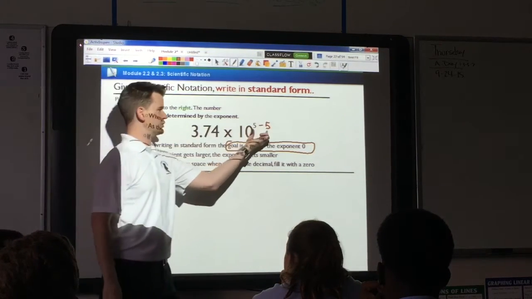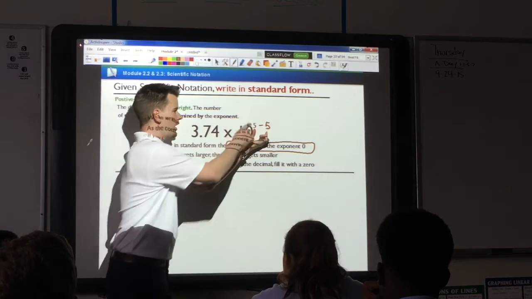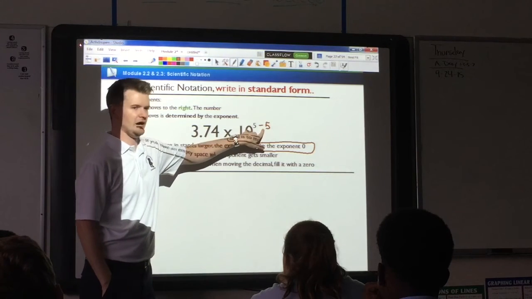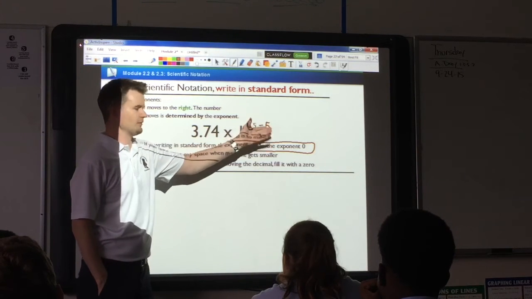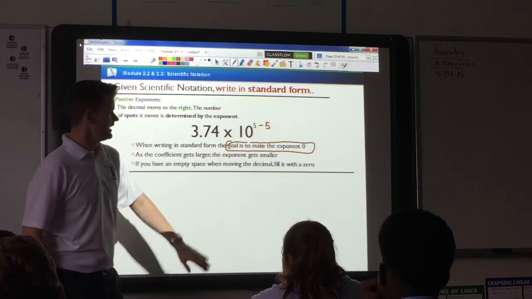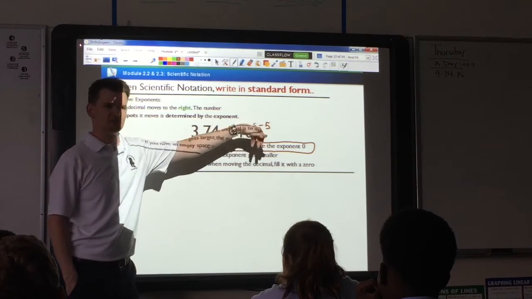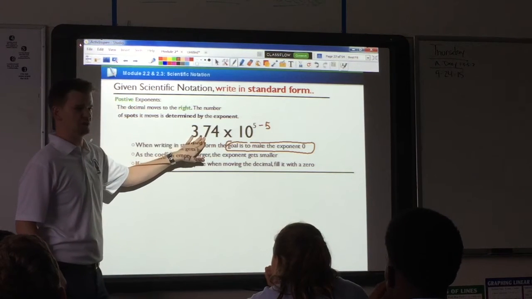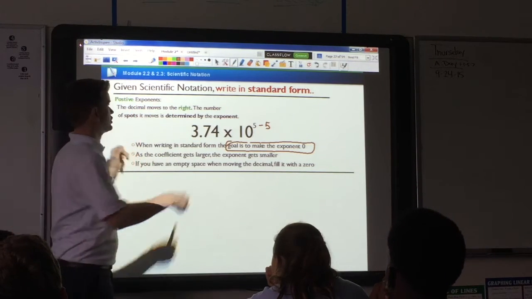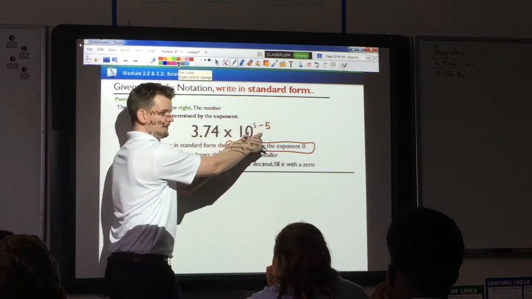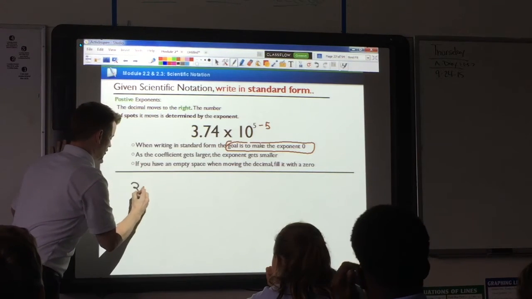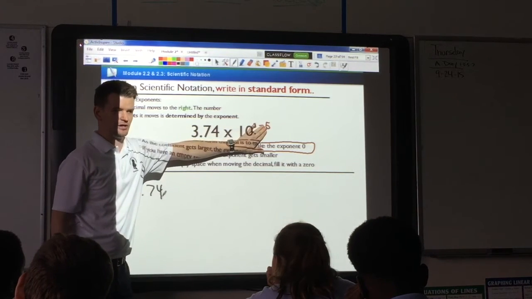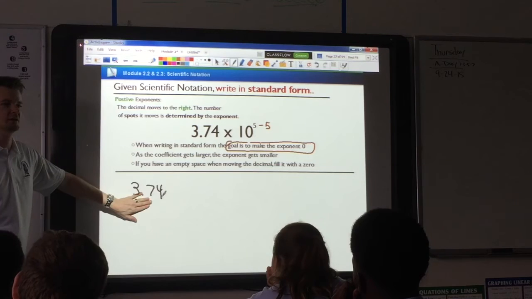So I want you to look at this exponent here. What happened to the exponent? Did it get bigger or smaller? Smaller. It got smaller by subtraction, by 5. We subtracted 5, right? If the exponent gets smaller, what's the opposite of smaller? Bigger. If the exponent gets smaller, my coefficient must get bigger. Let me show you exactly how this works. So this got smaller by 5. We're going to write out our coefficient, 3.74.